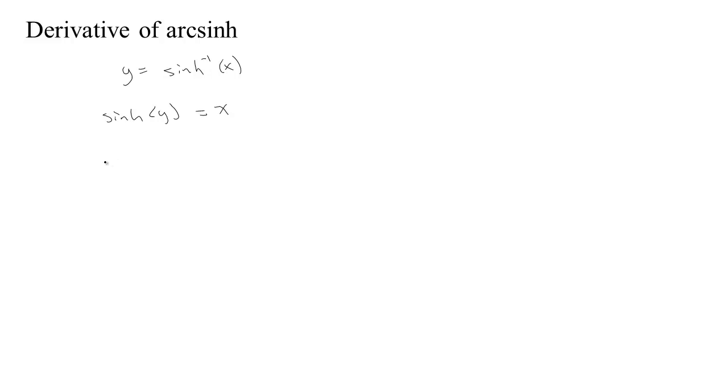respect to x, the derivative of the outside here is the cosh, evaluated at the inside, times the derivative of the inside. Over on this side, the derivative of x with respect to x is just 1. So dy dx is equal to 1 over the cosh of y. But we don't know what the cosh of y is. However, we do know what the sinh of y is. So we know that the sinh of y is x.